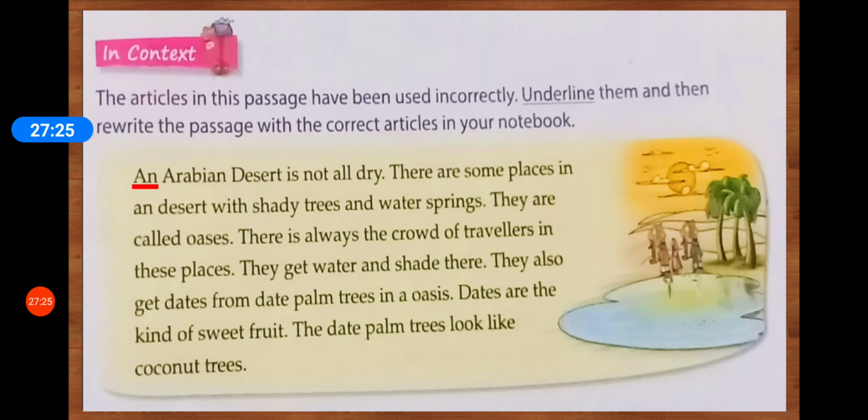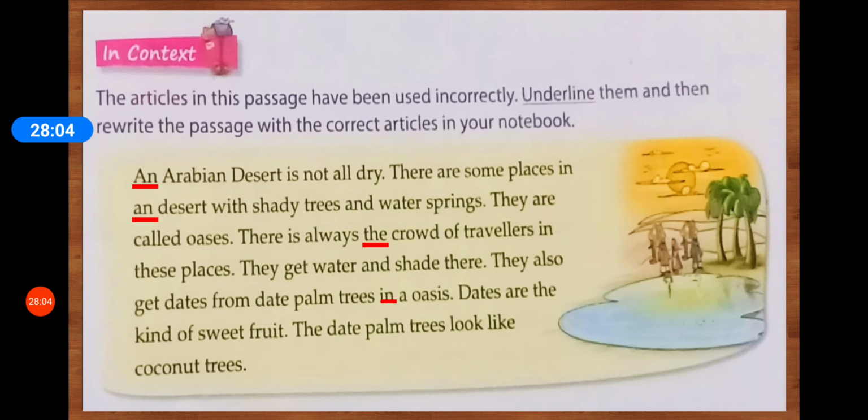First of all, we had learned, the Arabian desert it should be. So, an has been used incorrectly. There are some places in an desert. There is no point of using the article an. We already know we are talking about a desert, so the article the should be there. We'll correct it, don't worry. They are called oases. There is always the crowd of travelers. It shouldn't be the crowd of travelers, it should be a crowd of travelers in these places.